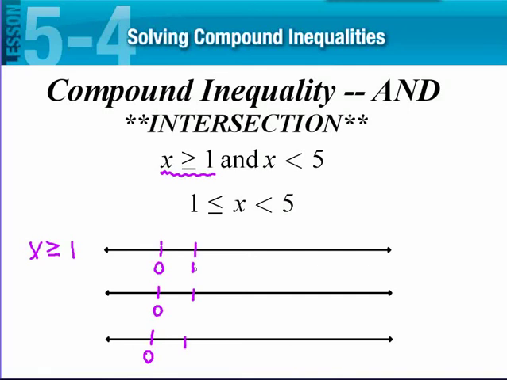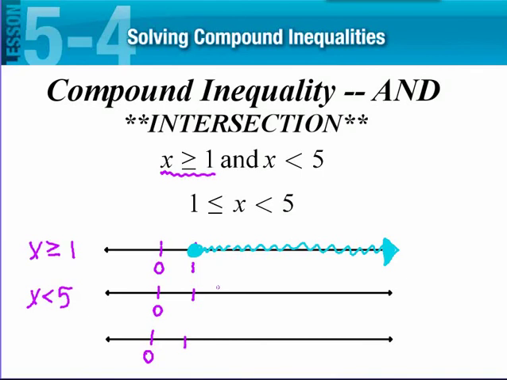If x is greater than or equal to 1, what circle do I have? Full circle, closed. In which way am I going to shade? To the right. Okay, so anyway, the next one, I'm going to graph x is less than 5.